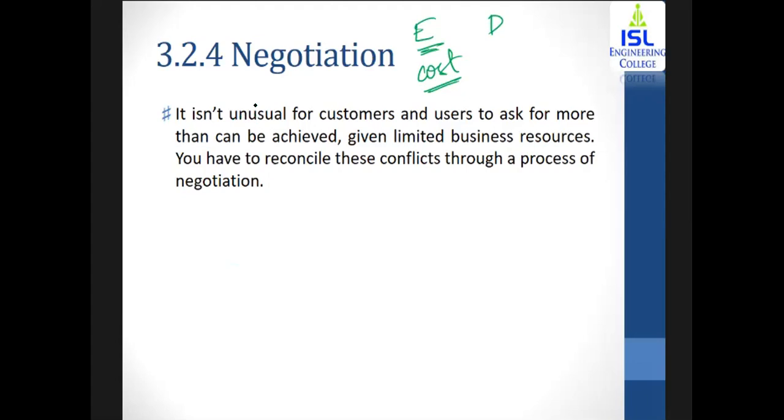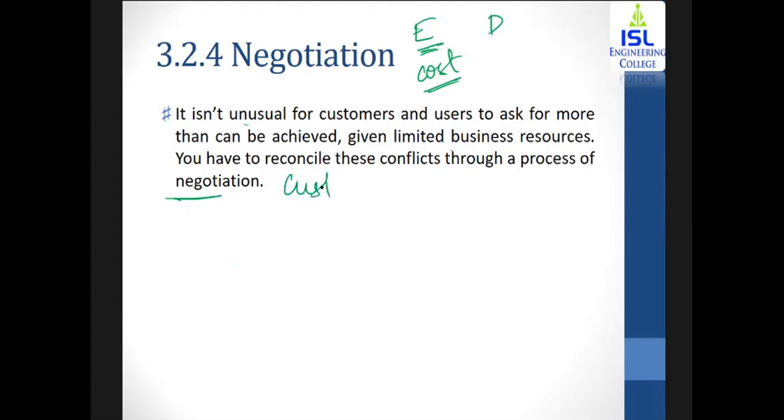And it is usual for customers to ask for anything that can be achieved within the specific cost, or something that is even beyond the cost. So it isn't unusual for customers and users to ask for more than can be achieved. Given limited business resources, you can reconcile these conflicts through a process of negotiation. Now, what is going to happen within this negotiation process? As you have identified, there are different stakeholders. What are the different stakeholders?